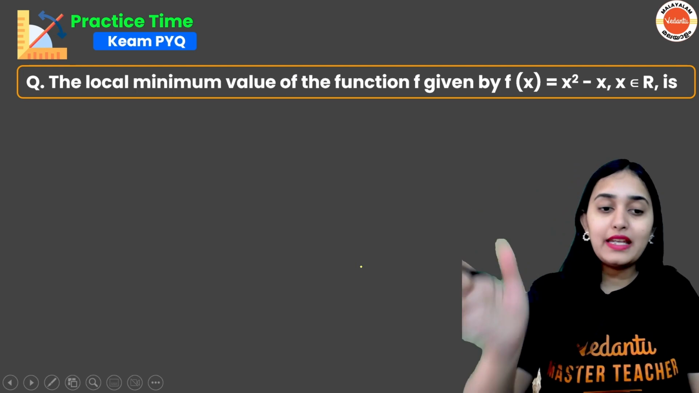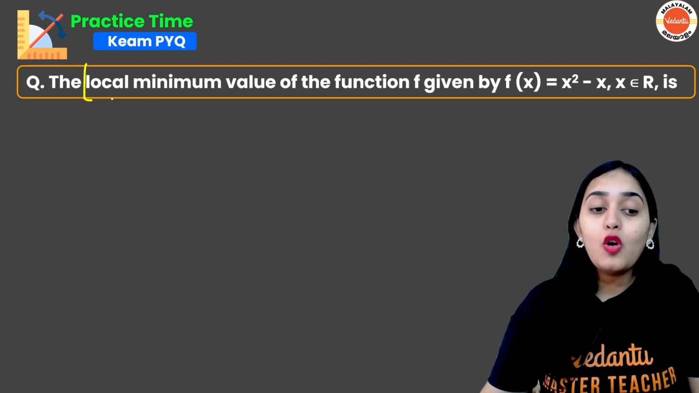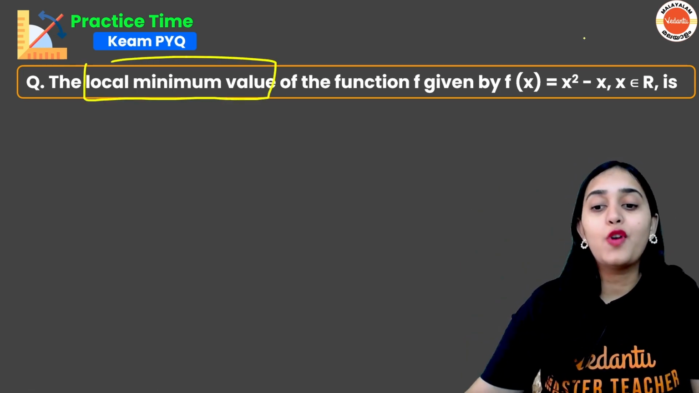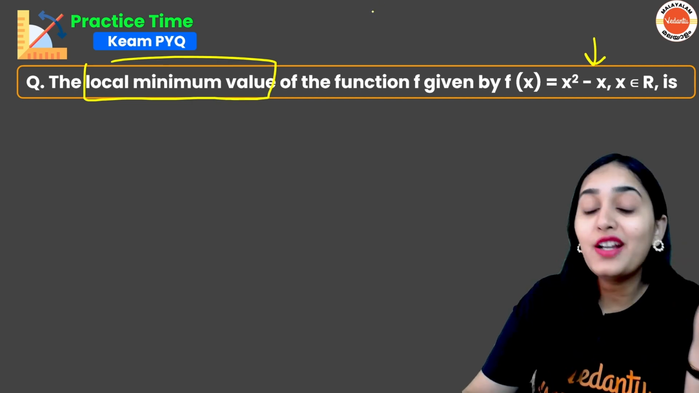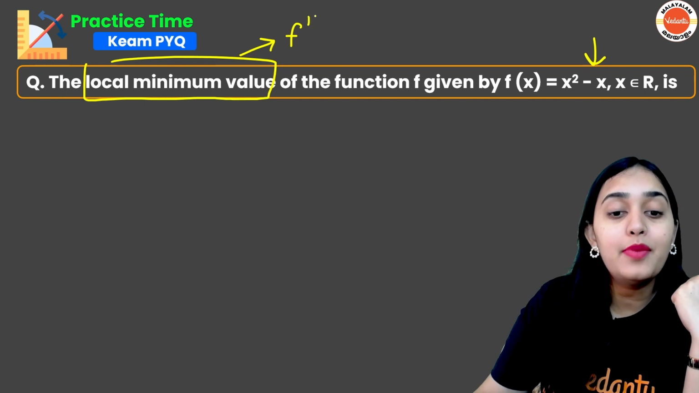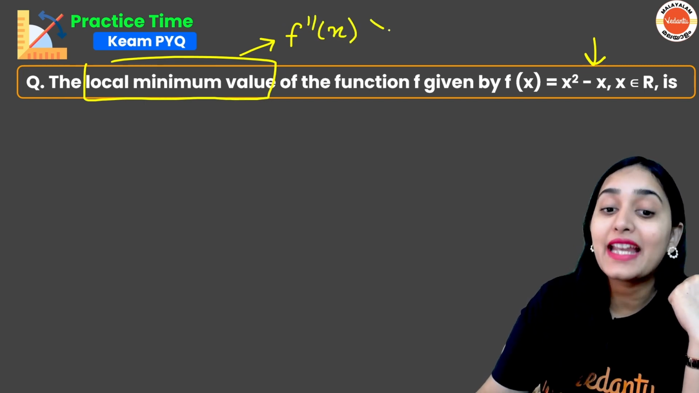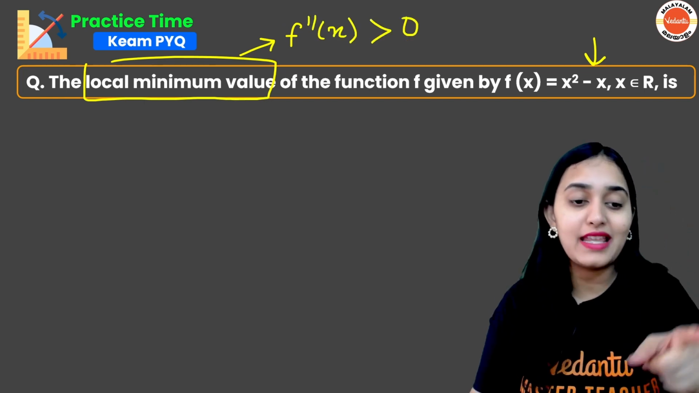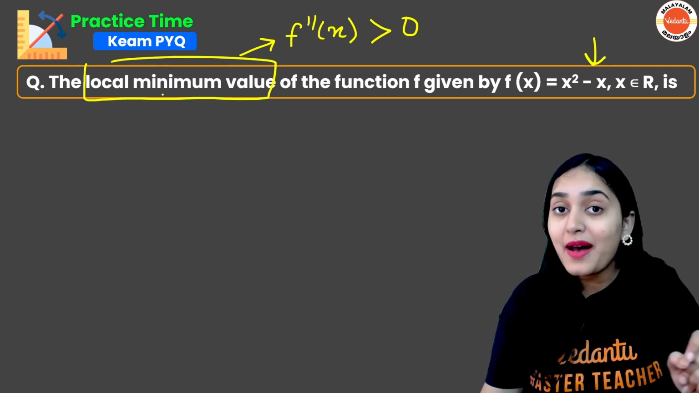Okay, a very similar question. Find the local minima value for this function. How do you find local minima? Local minima should have f double dash of x greater than 0, right? Then only it will be a minimum.